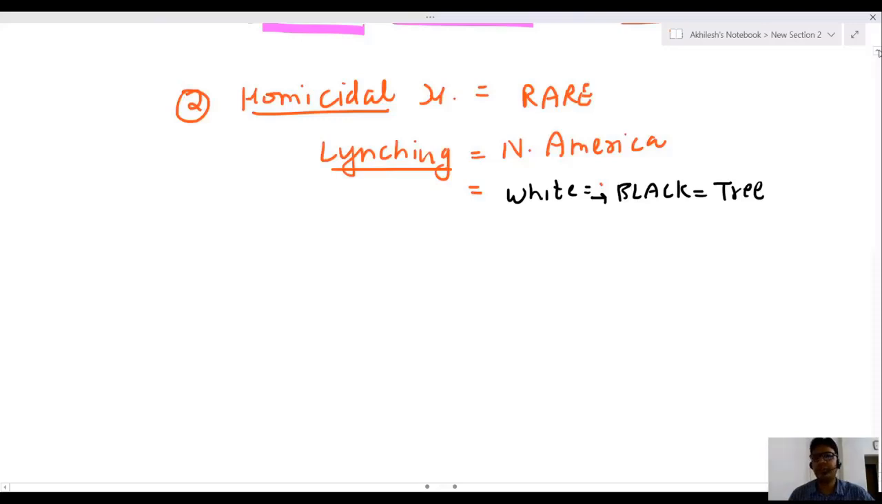So lynching is not very common. White persons used to hang black persons on trees. This method is known as lynching. So homicidal hanging is there.